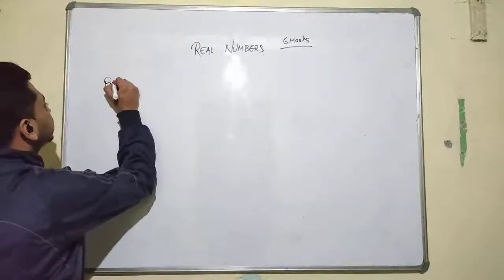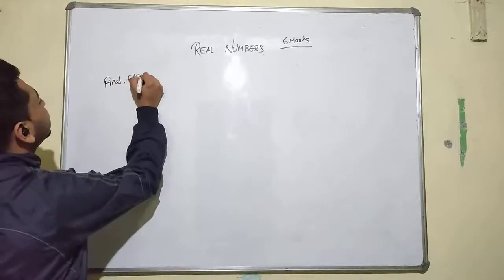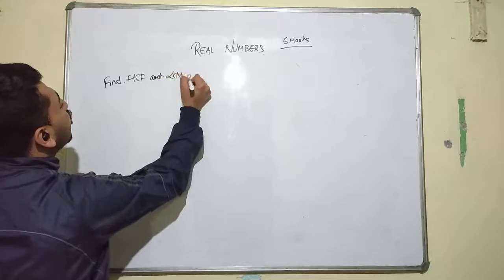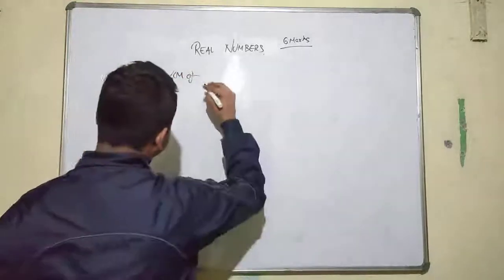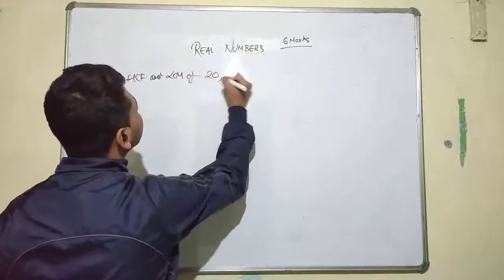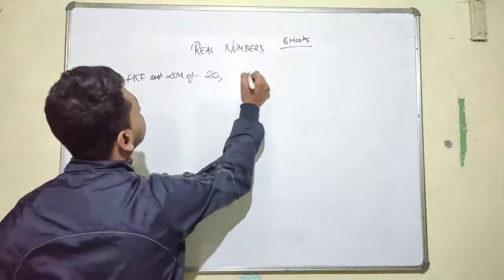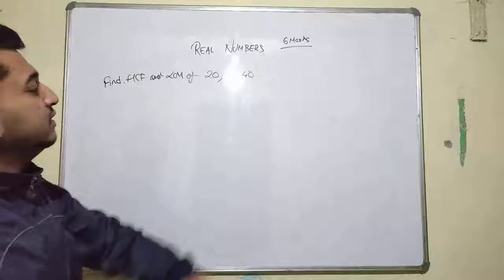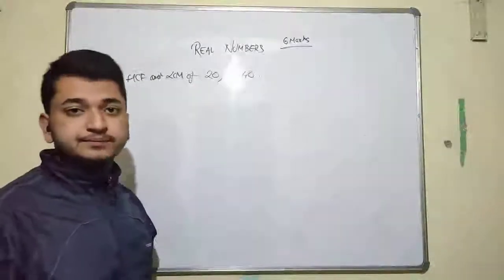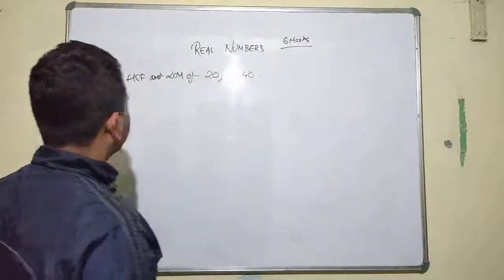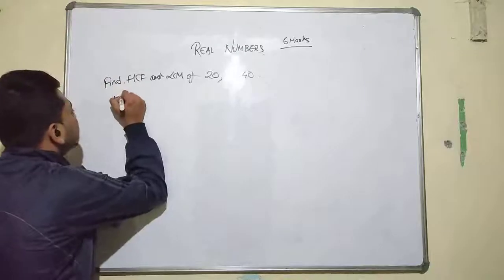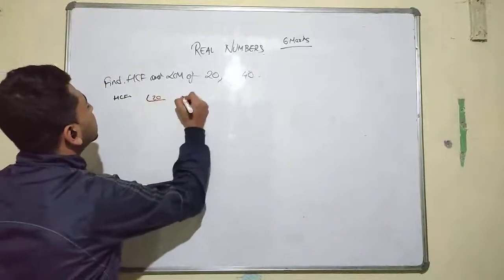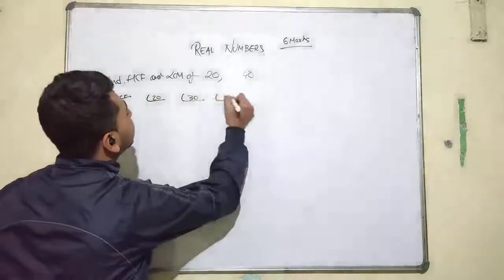So now, find the HCF and LCM of 20, 30 and 40. You need to find the LCM of 20, 30 and 40. Okay? So first, the HCF of 20, 30 and 40.